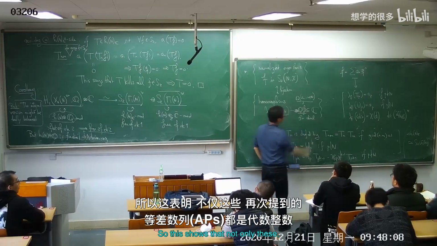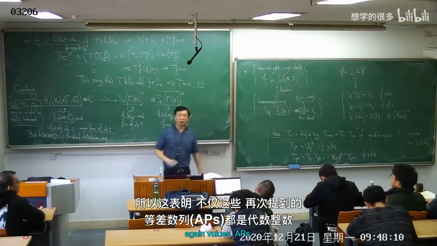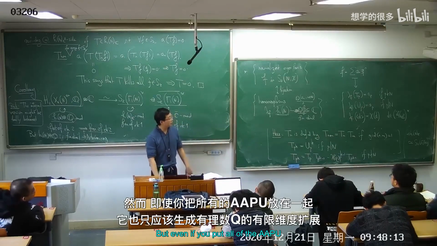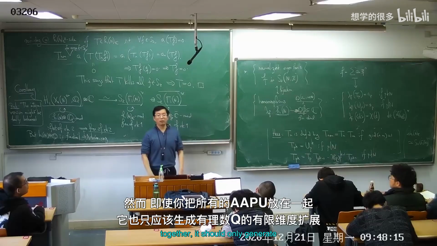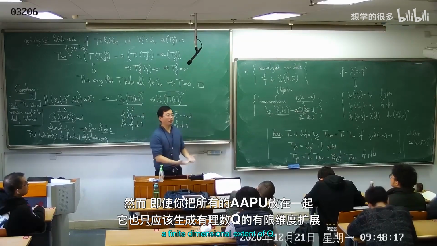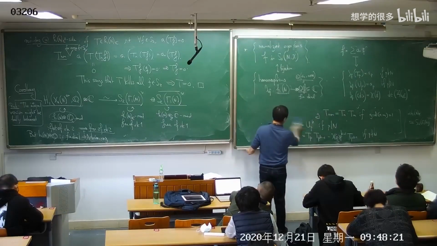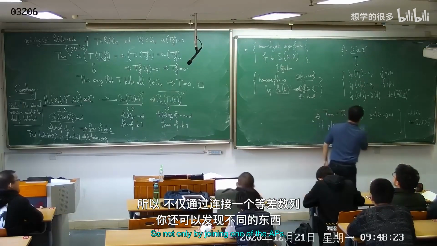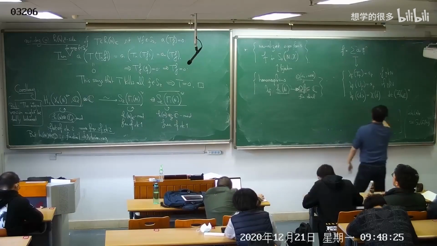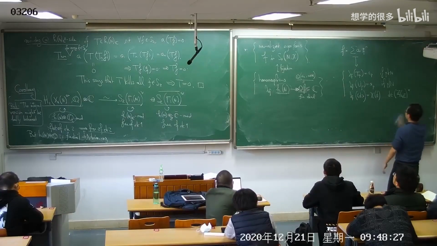So this shows that not only are these eigenvalues a_p algebraic integers, but even if you put all of the a_p together, it only generates a finite dimensional extension of Q. So not only adjoining one of the a_p, you get a finite dimensional thing. Adjoining all of them, you get a finite dimensional thing.